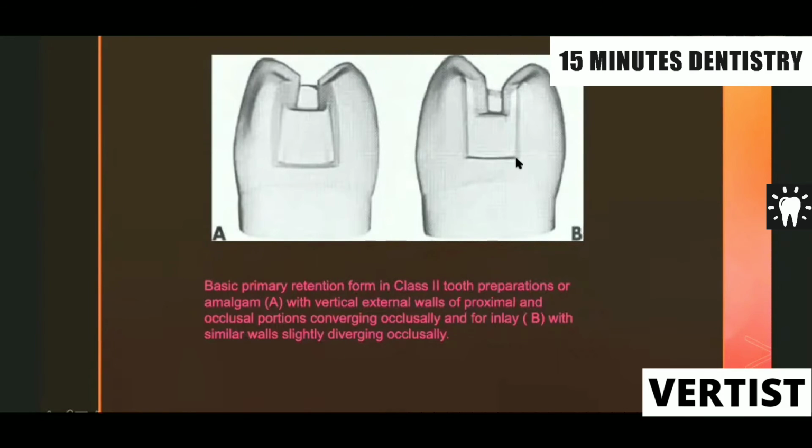Because the inlay is an extracoronal restoration, you put it in and you take it out. So if you have an undercut, you will not be able to take it out. And you have to have straight, free-flowing walls because you have to put the inlay in and cement it in. So definitely for amalgam, you require occlusal convergence, pulpal divergence, while for inlay, you need near parallel walls or a maximum of 2 to 5 degrees of slight divergence. This is very, very important.